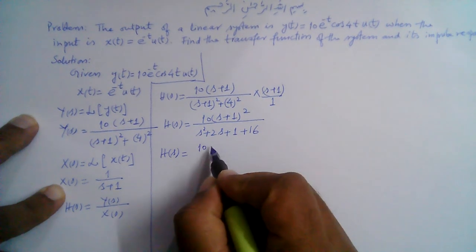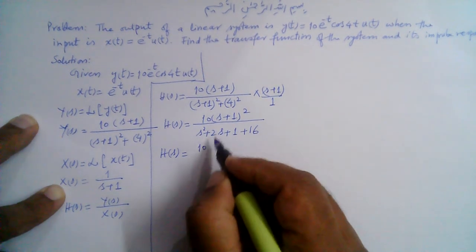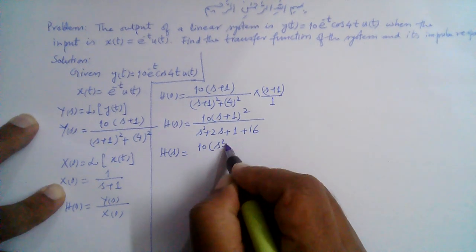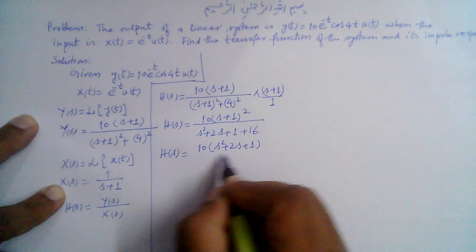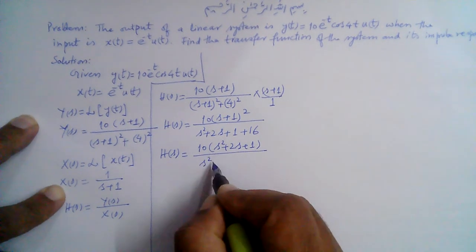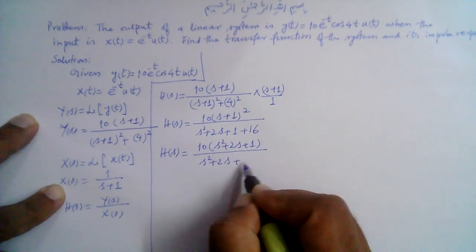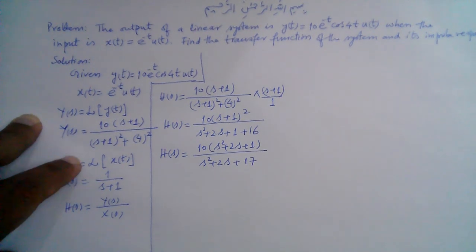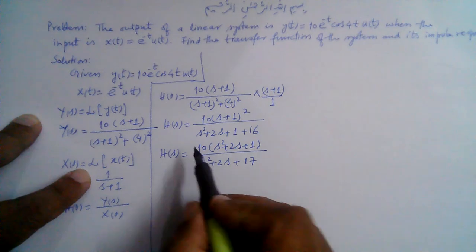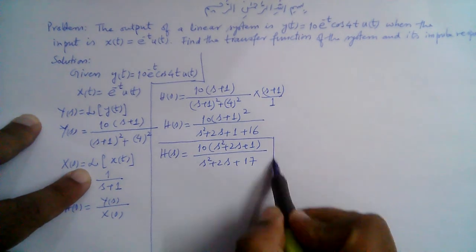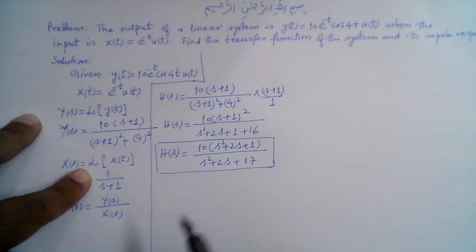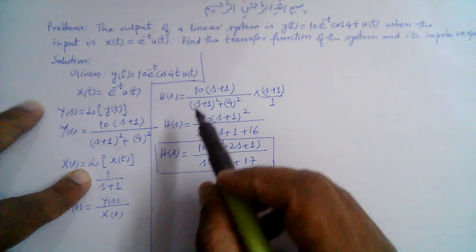So h of s is equal to 10. Let's open this square also. So this is s square plus 2s plus 1 divided by s square plus 2s plus 17. So this is the Laplace transform h of s of the given system for which the output and input are given.